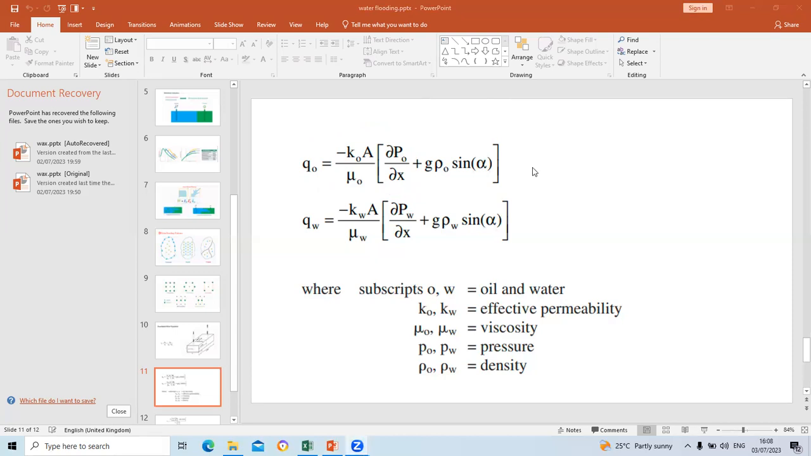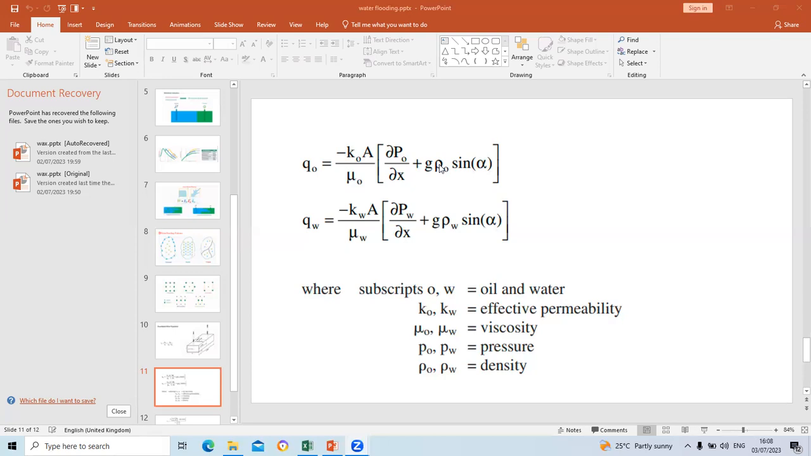So if we are now talking about an inclined bed, then this particular gravity component now comes in. Remember that if a bed is inclined, there is also an additional force that is pushing the hydrocarbon downward. That gravitational force is parallel to the plane of movement.